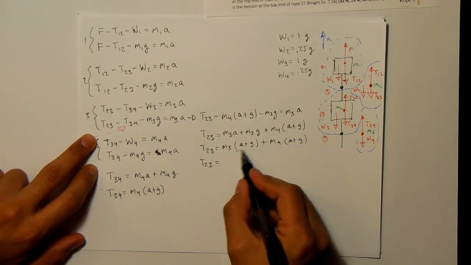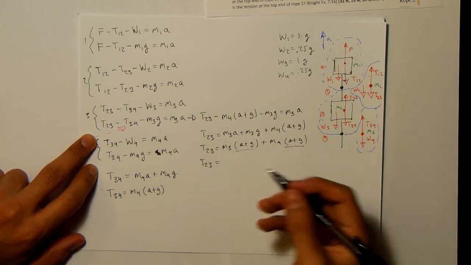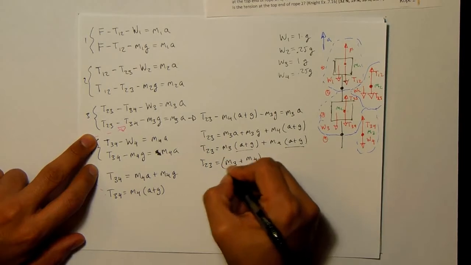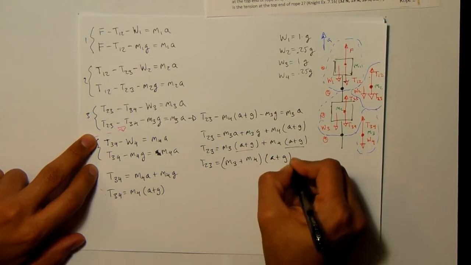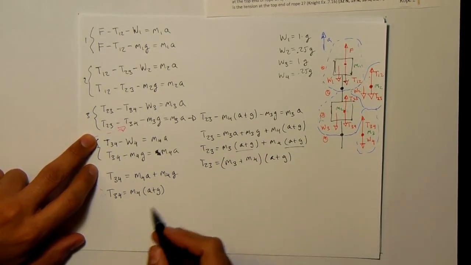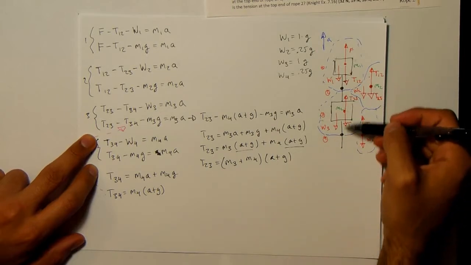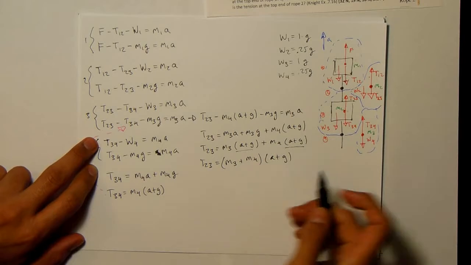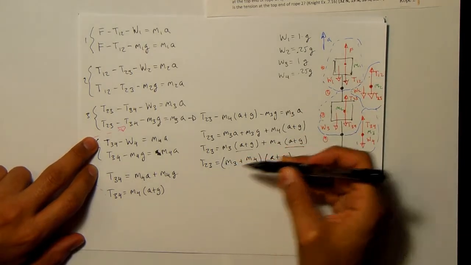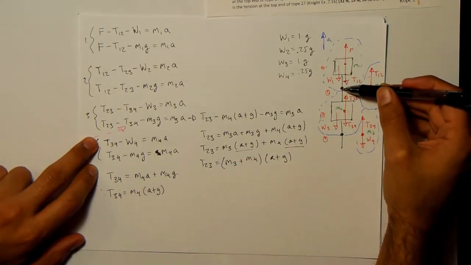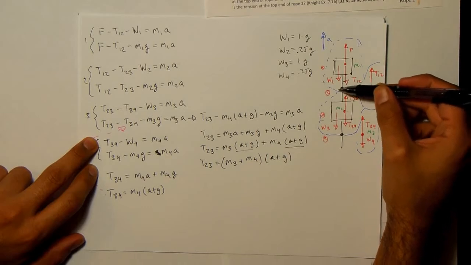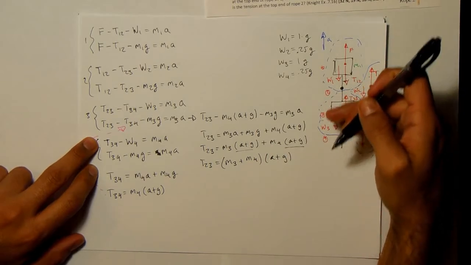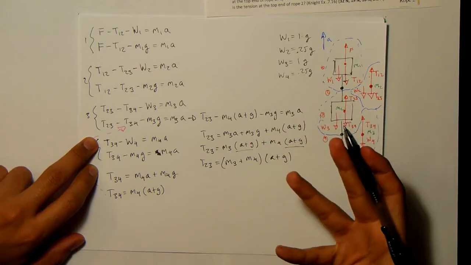And then this term is the same on both of them, so I can factor that out also. A plus G. And so you see that, on this bottom part, these two masses are acting as one. They're just adding together. And so the tension T2-3, which is the tension this object experiences from a rope, is seeing everything underneath as just one mass. And that kind of makes sense.